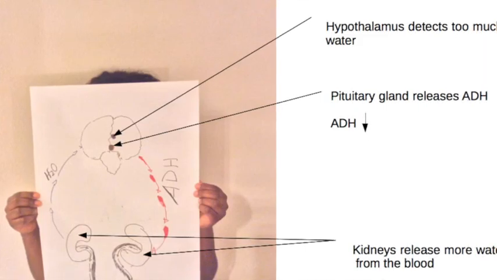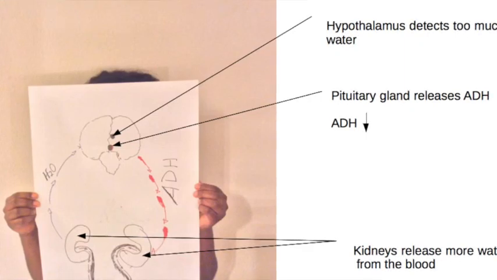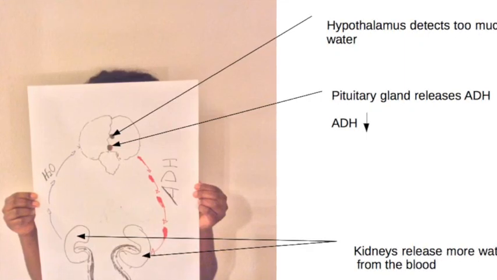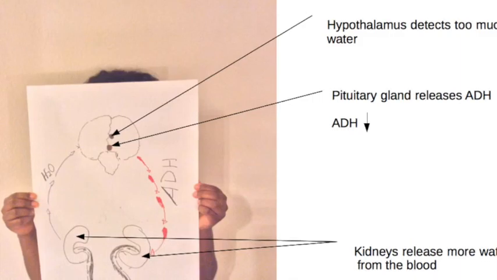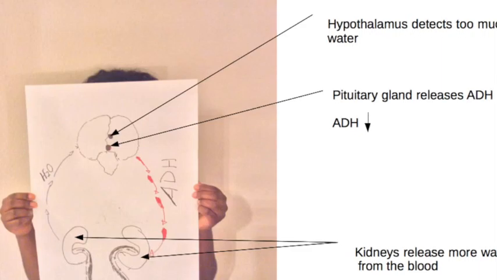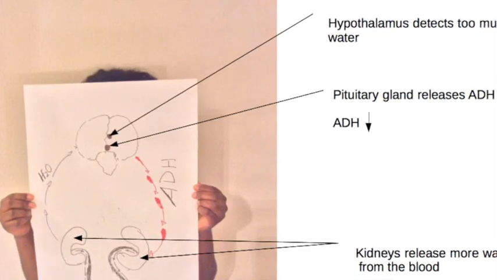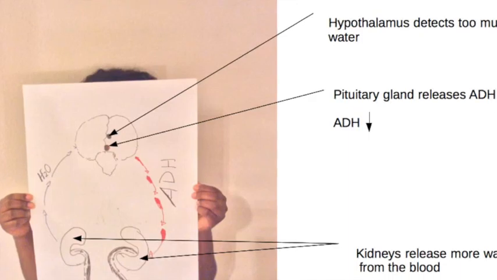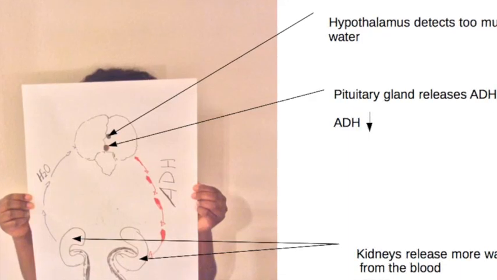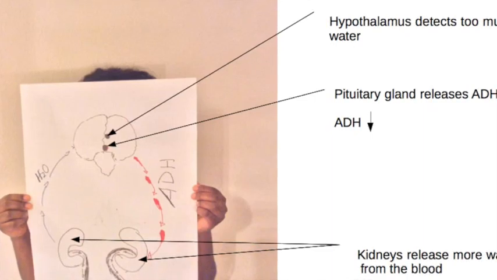So ADH is important because without ADH, the kidney will not save as much water, and you will produce, as I said, more diluted urine. And again, after that, the levels of water in the blood go back to normal.